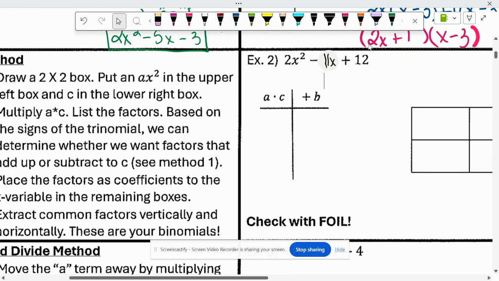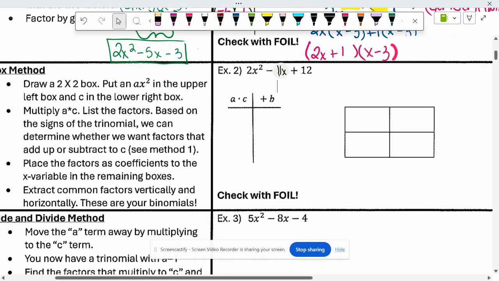So when you factor a trinomial, it says to draw a 2 by 2 box. So I've already got that there. You're going to put the ax squared term in the upper left-hand box. So that's this guy right here, the 2x squared. Your first term goes in the top left. Your last term, the c term, which is positive 12, goes in the bottom right.